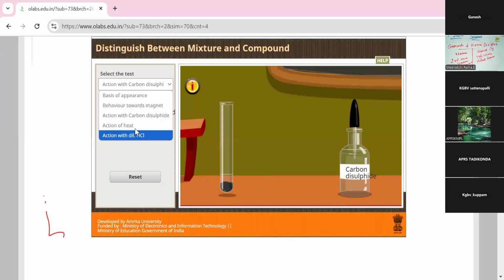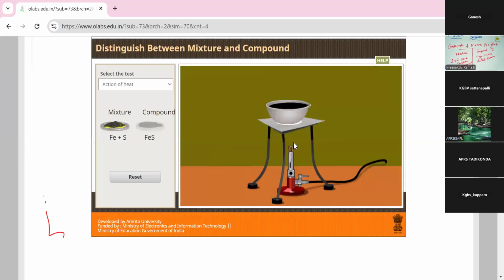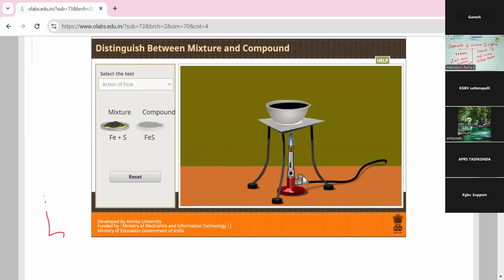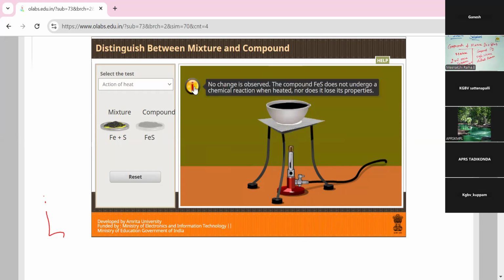And the next one is action of heat. So I am going to turn on the burner. Yes, what is going on here? The particles are evaporated from this area. The particles are evaporated in the compound. No changes are observed. The compound FeS does not undergo a chemical reaction. There is no change during the heating effect.